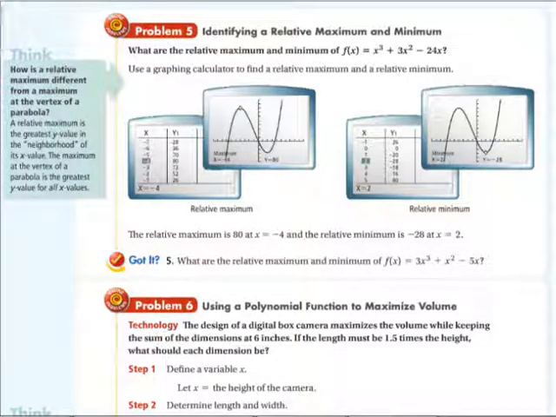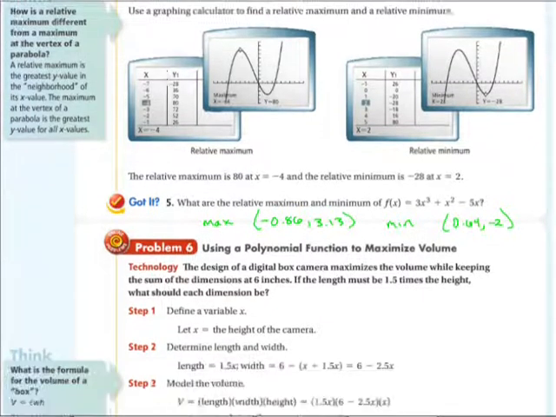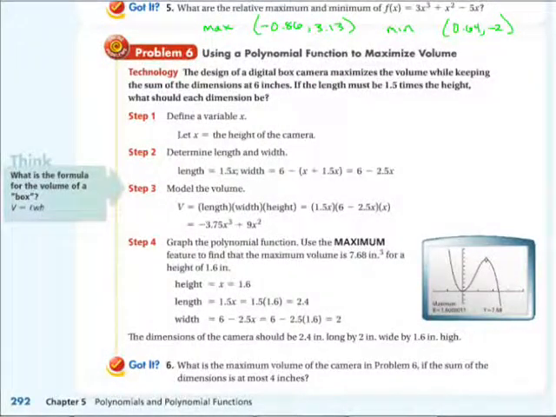All right, you've unpaused. Hopefully you got something like this. For the relative max, I got negative 0.86 and 3.13. For the minimum, I got 0.64 and negative 2. Okay, something like that. So that's just a graphing calculator question. Using a polynomial function to maximize volume.